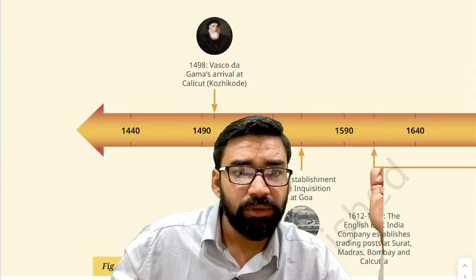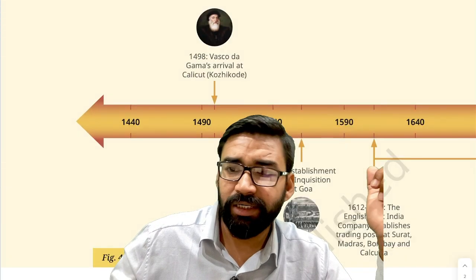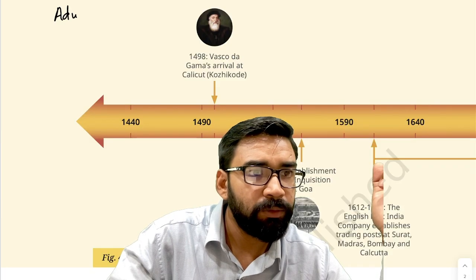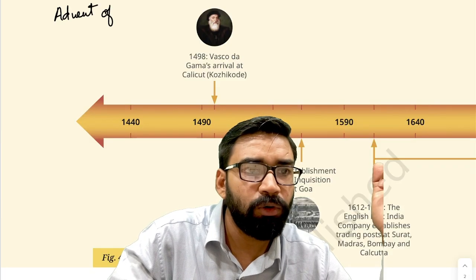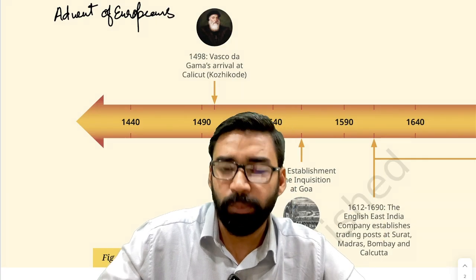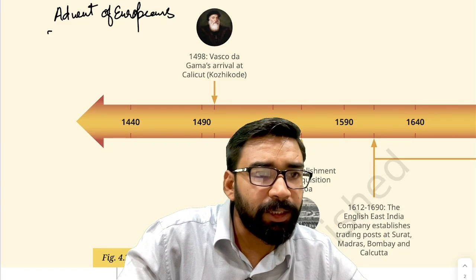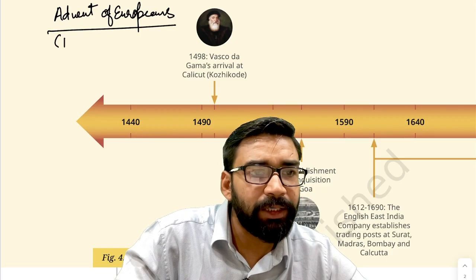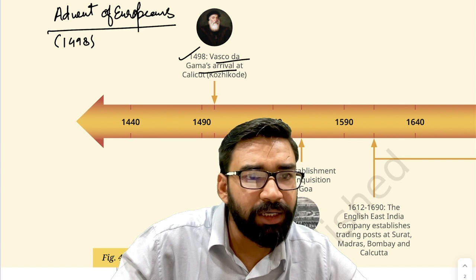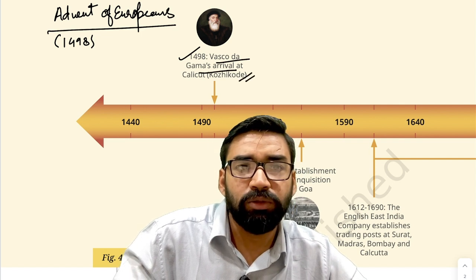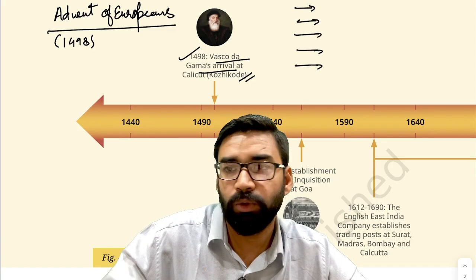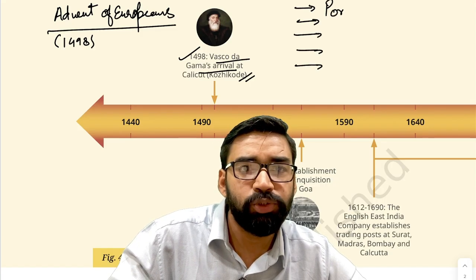Now, first of all, as I have said, it started with the advent of Europeans. This advent of Europeans topic started from 1498. As you can see here, Vasco da Gama's arrival at Calicut. So there are five important European powers, in chronology. First, Portuguese.